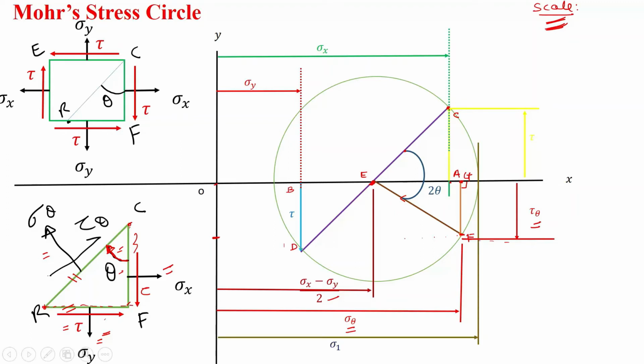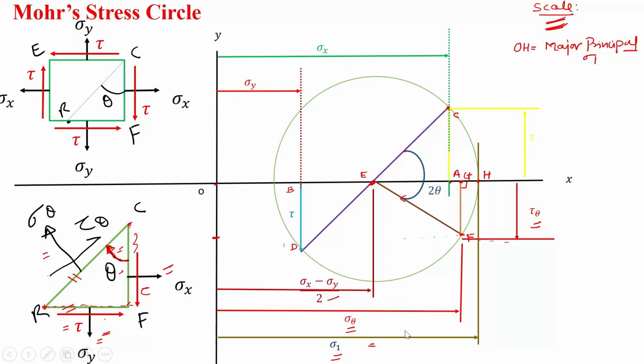So next, if we want to find out the maximum principal stress within this stress element, suppose this point is H. So OH will give us sigma 1, the major principal stress. We can measure the distance OH and multiply it with the X scale, and we will get the value of the maximum principal stress.